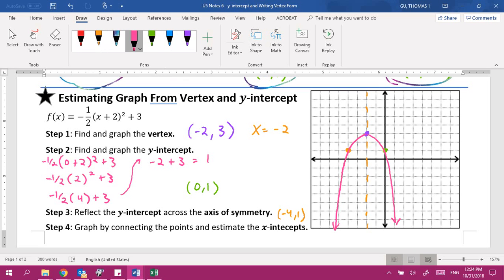All right, and make sure it actually looks like a quadratic, right? It's supposed to be U-shaped. If you start drawing triangles or pentagons or whatever, you're going to get it wrong, okay? How'd you get the other point again? We reflected our y-intercept across the axis of symmetry.